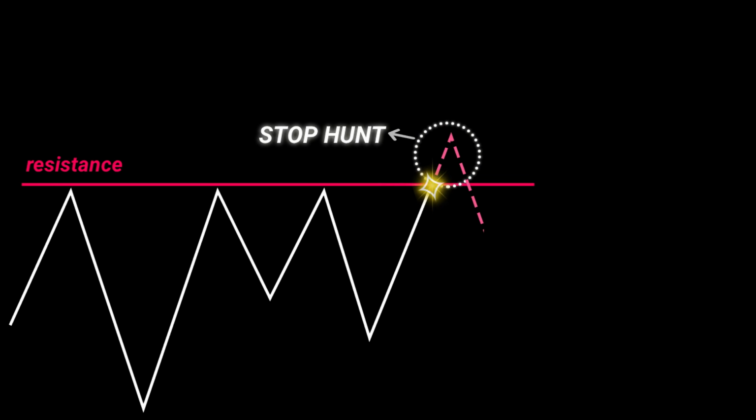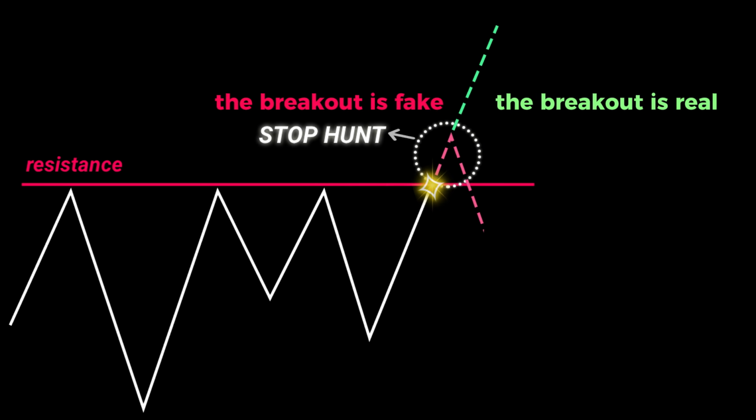One, a stop hunt happens. It means price slightly goes through the level and then returns. In this case, the breakout is fake. Two, the breakout is real and price continues higher. Now to be ready for both possibilities, we place two stop orders around the broken level.